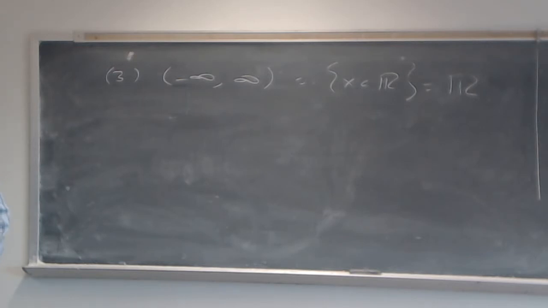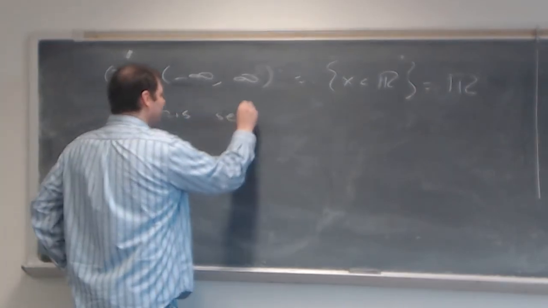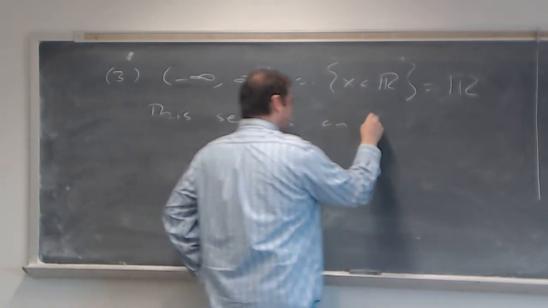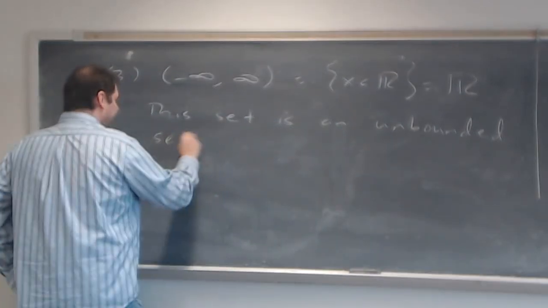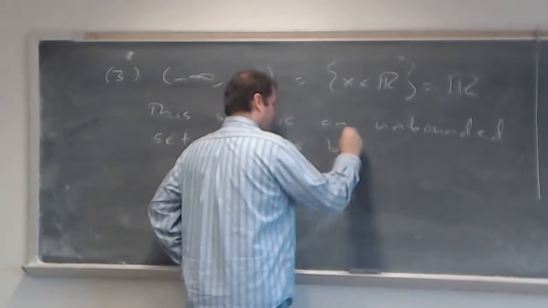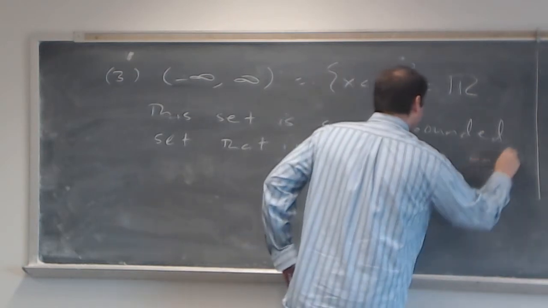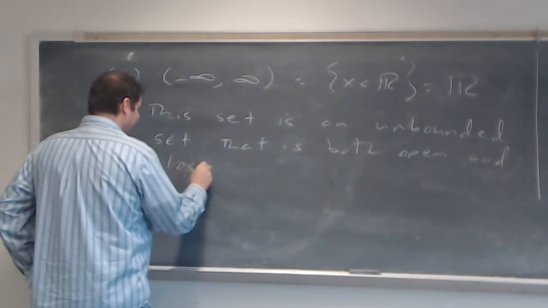Does it contain all the endpoints? And does it exclude all the endpoints that it can? Does it contain all the endpoints that it can contain? Yes. Does it exclude all the endpoints that it can? Yes. So that means it's both open and closed. This set is an unbounded set that is both open and closed.